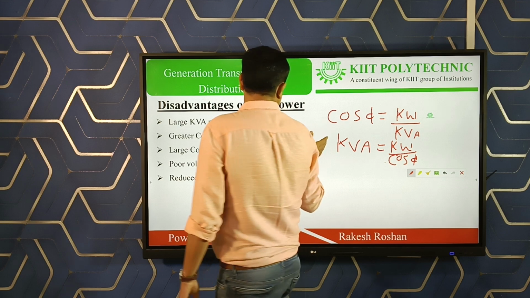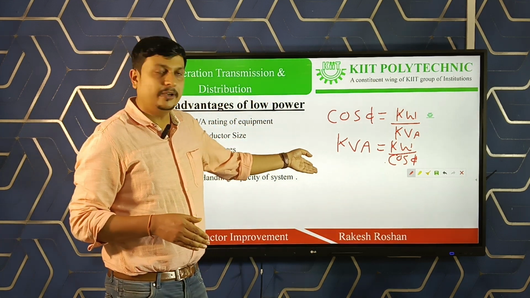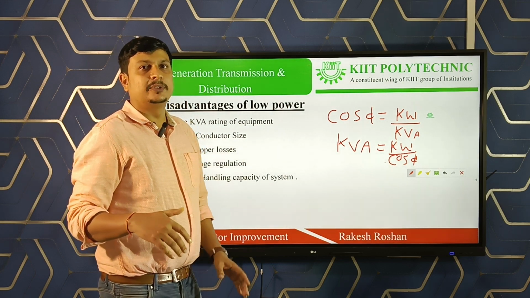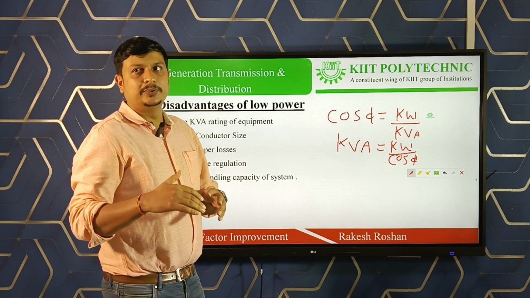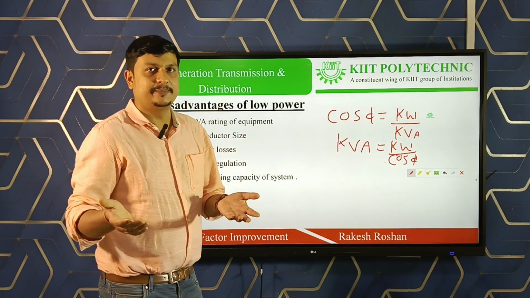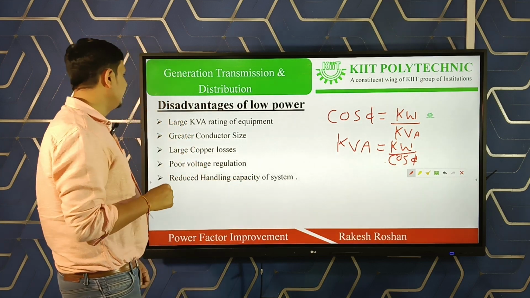So if your power factor is less, the kVA rating is more. That means for a low power factor, you have to use a larger machine, or design a larger machine. So your equipment rating will be larger. This is one of the disadvantages.